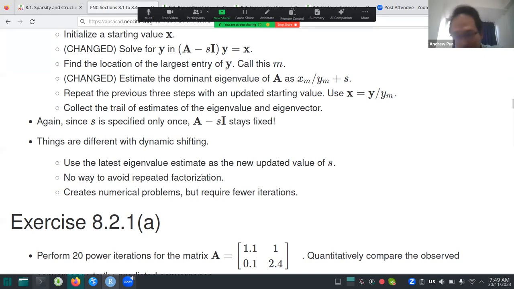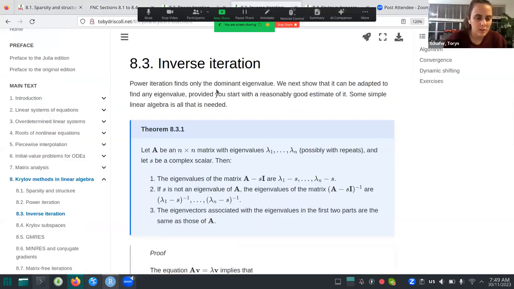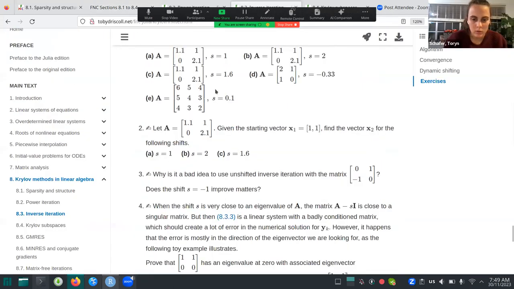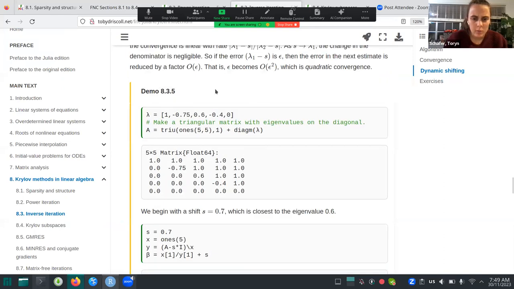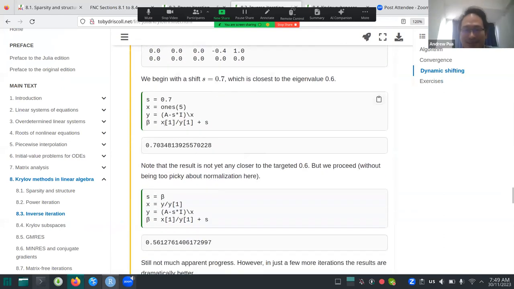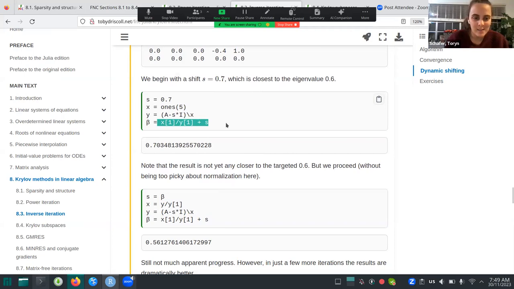Okay. So I think that, go ahead. I think in the demo, I was just checking back about our comment about M. They just used the first in a demo, 8.3.5. Yeah, just use one. Yeah, that's the one, right? Yeah. Thanks for pointing that out.